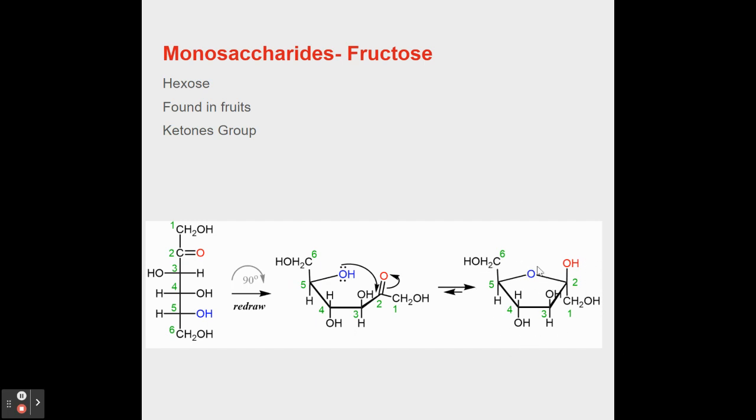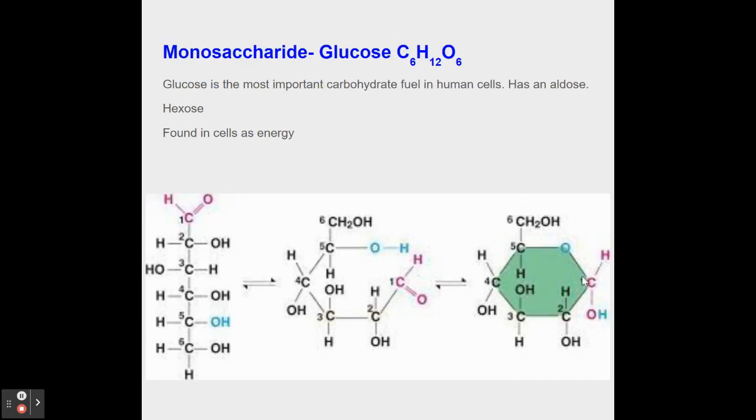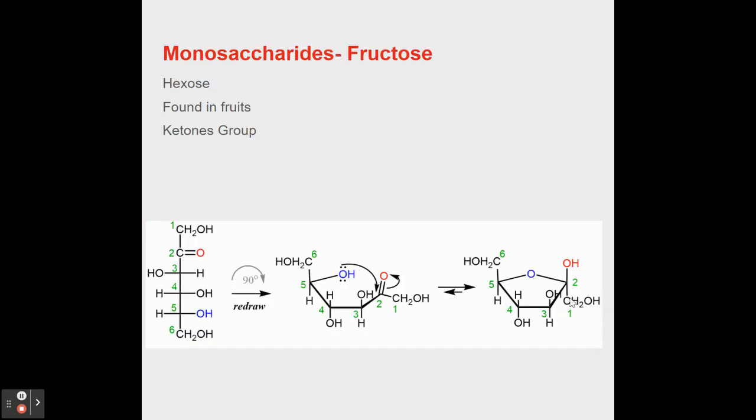What we notice about the difference between fructose and glucose is that the cyclical structure of fructose is made up of 1, 2, 3, 4 carbons and an oxygen, where glucose is made up of 1, 2, 3, 4, 5 carbons and 1 oxygen. The sixth carbon is up here for glucose, and the 1 carbon is down here for fructose, and the 6 carbon is up here for fructose as well.